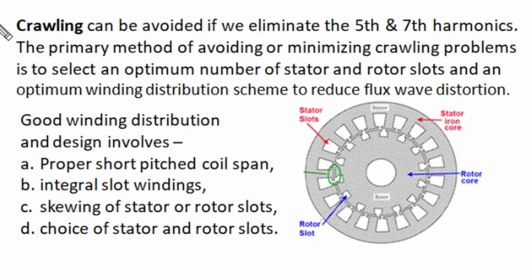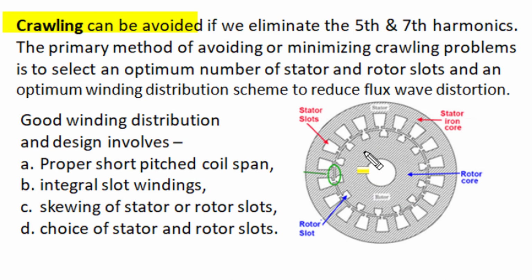In an induction motor, crawling can be avoided if we eliminate the 5th and 7th space harmonic MMF waves in the resultant MMF distribution of the motor. This can be done by better design of winding with an integer number of slots per pole per phase, optimum distribution of winding, and short pitching of winding.